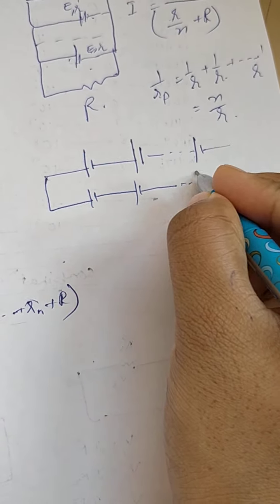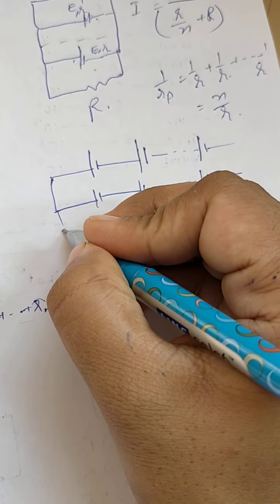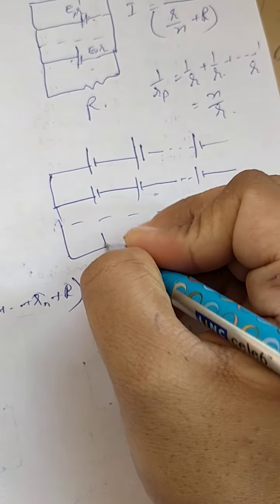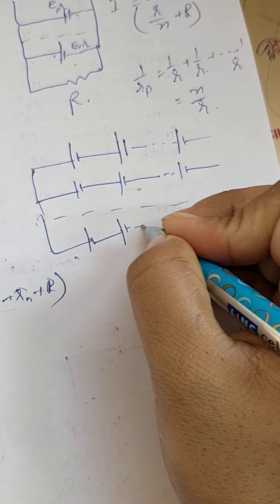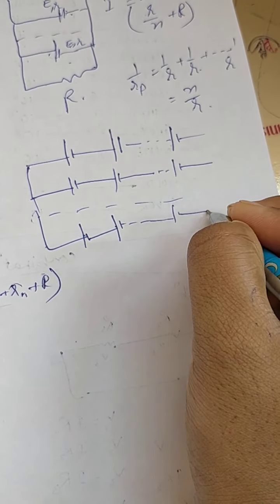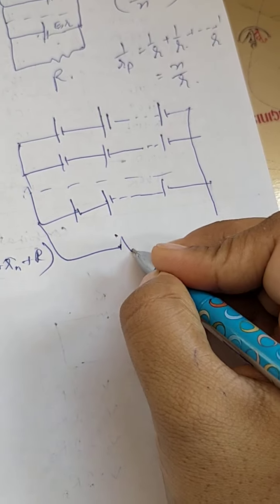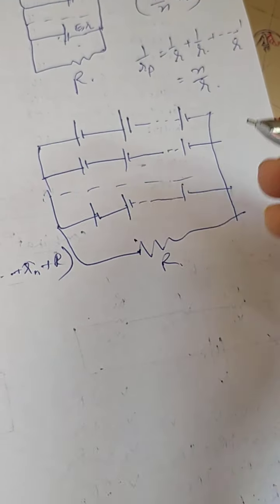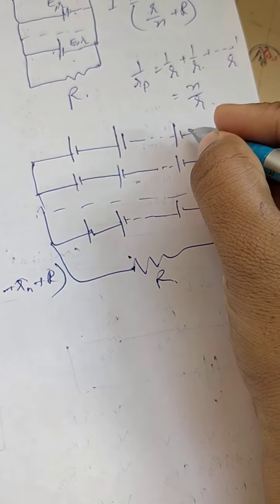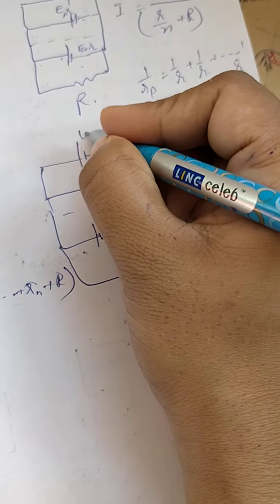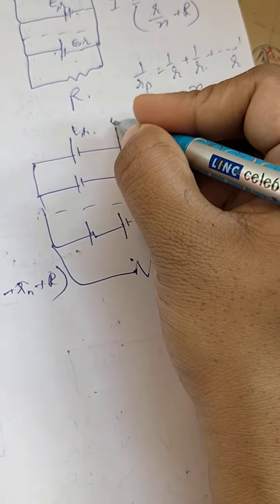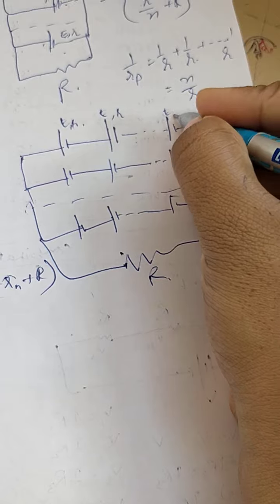Of identical cells again. I will also do unidentical cells, but first let's complete identical cells only. This is external resistor R. Now suppose there are n number of cells. Okay, so E comma r, E comma r, all are identical.